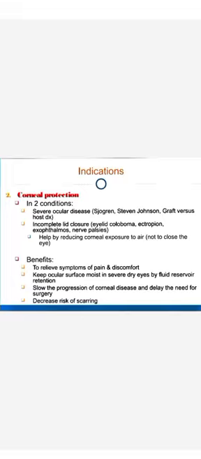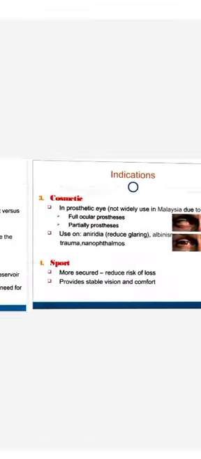Corneal protection applies in two conditions: severe ocular disease and incomplete lid closure. Examples: eyelid disorders, entropion, exophthalmos, nerve paralysis. It helps reduce corneal exposure to air and relieves symptoms of pain and discomfort. It keeps the ocular surface moist in severe dry eye, as the fluid reservoir is retained. It slows the progression of corneal disease, delays the need for surgery, and decreases the risk of scarring.